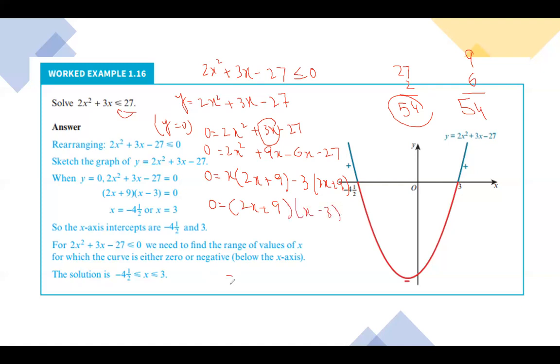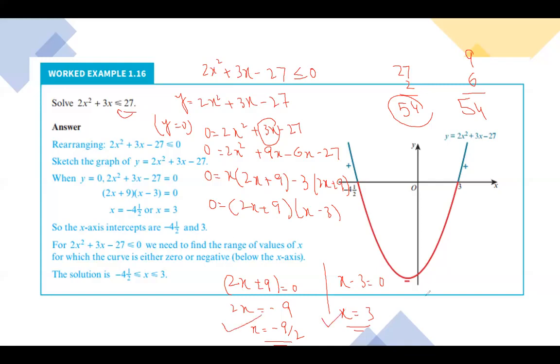So this states that 2x plus 9 is equal to 0, and in the second case x minus 3 equals 0. So 2x equals minus 9, x equals minus 9 by 2, and in the second case x equals 3. So these are the two computed values of x.